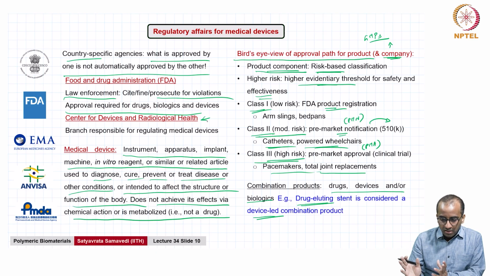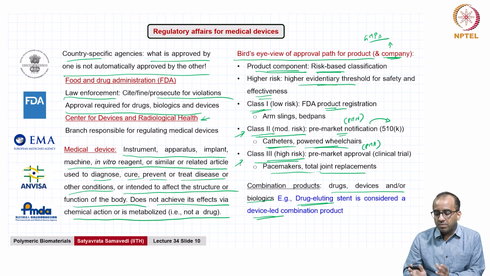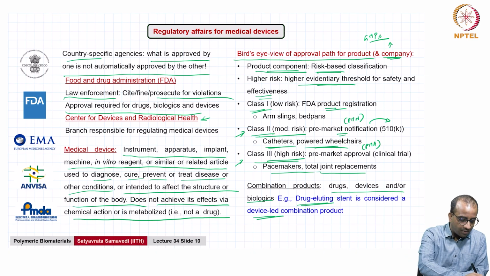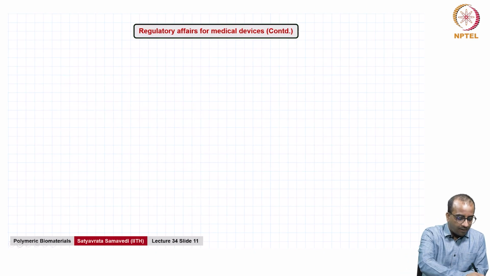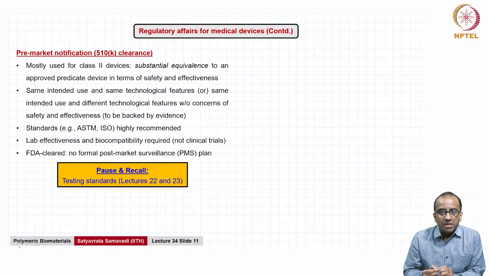Now, that is the overall picture of the approval pathway. Now, we will focus a little bit more on both class 2 and class 3 devices, particularly with reference to the 510(k) pathway as well as the pre-market approval pathway. One is just clearance, the other is approval. So, first we look at the pre-market notification pathway, which is the 510(k) clearance.